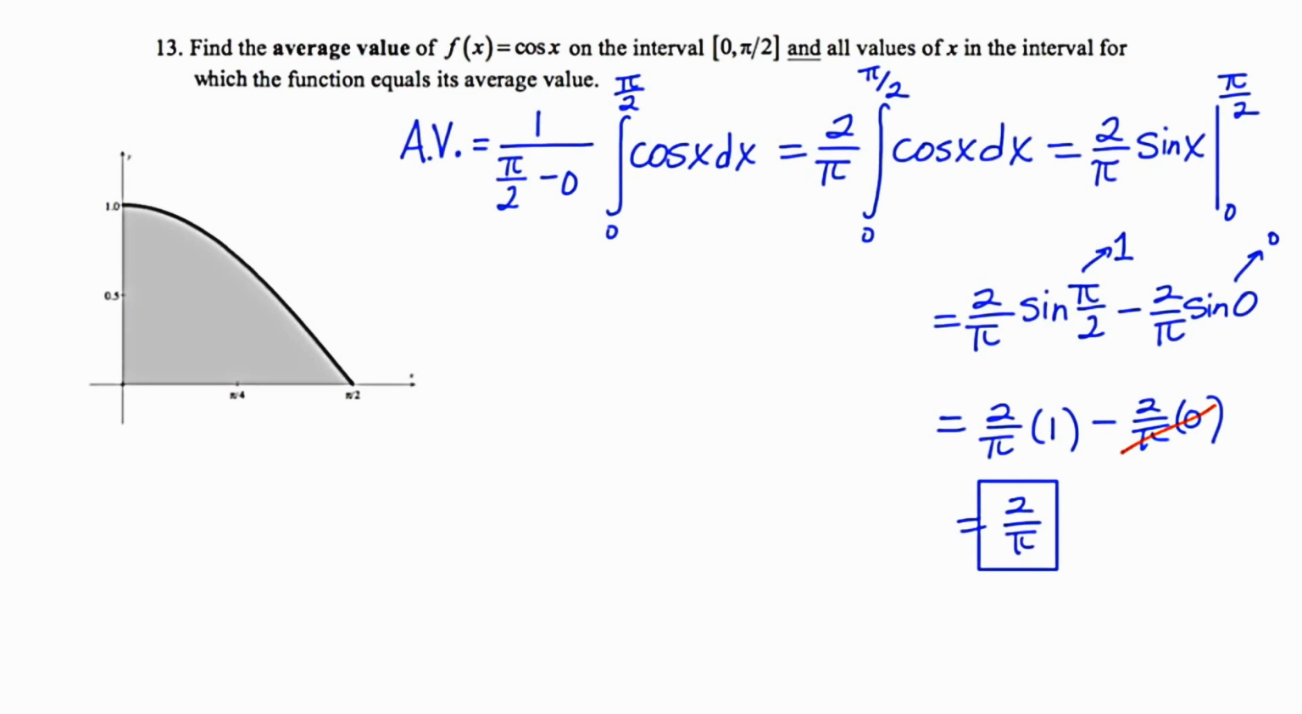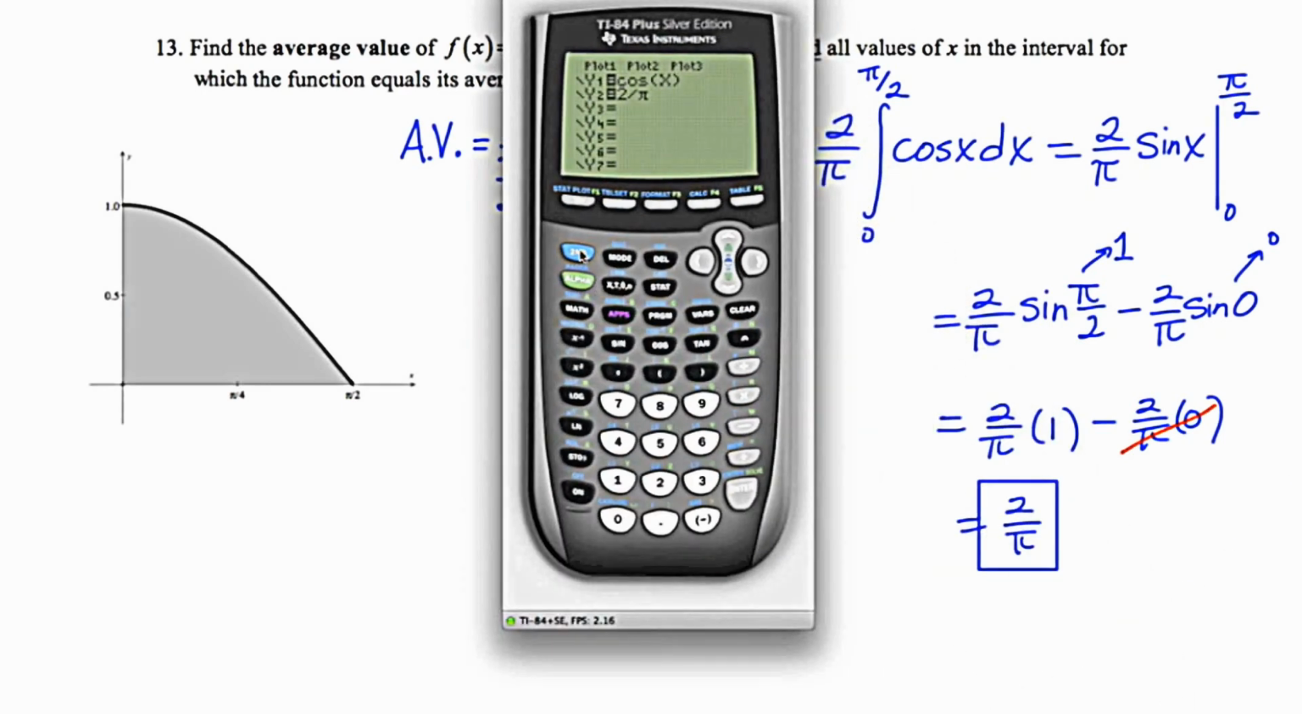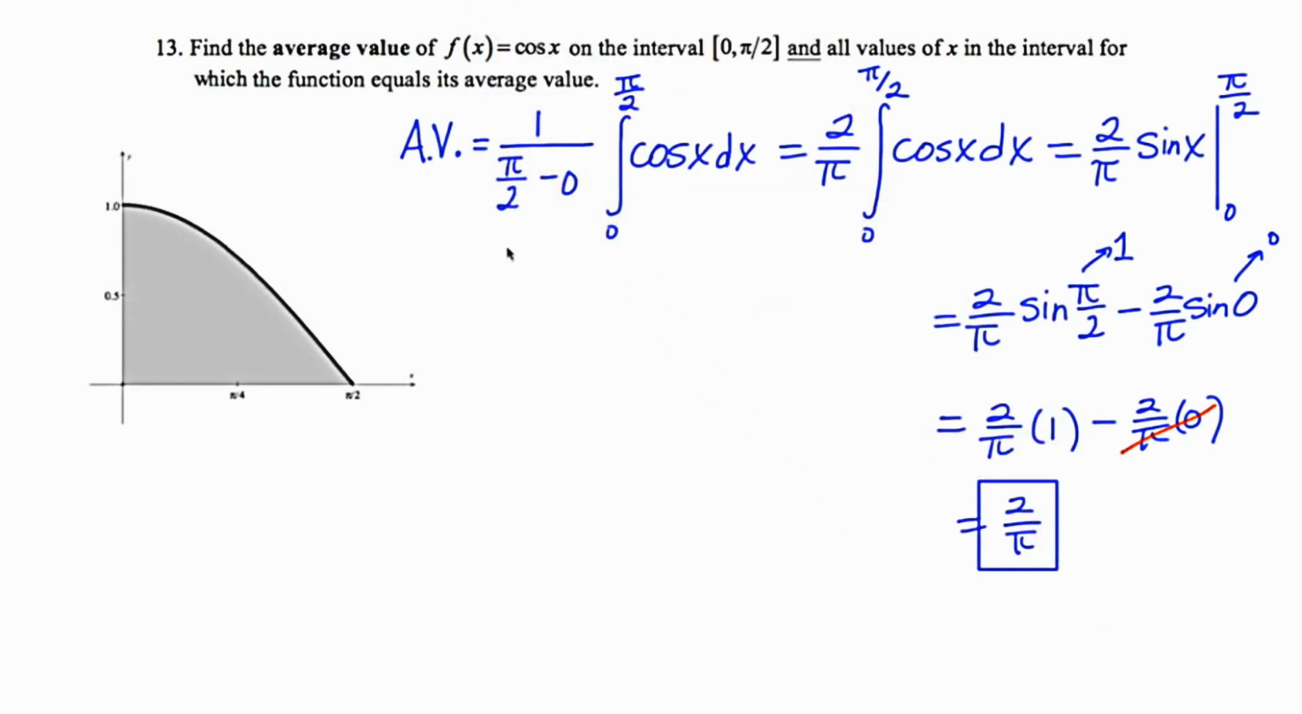Now I'm going to queue up the calculator to figure out approximately where 2 over pi is. So here's the calculator. I'm going to go to the calculating screen and put in 2 divided by pi. And when I get that, I get 0.636, about 0.636. So I'm going to plot this on the graph over here. So here's 0.5, so 0.636 might be about here.